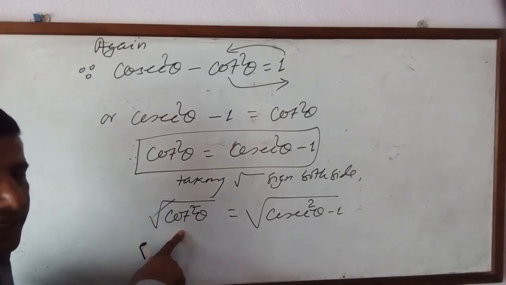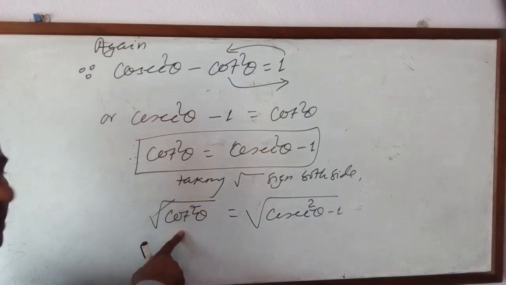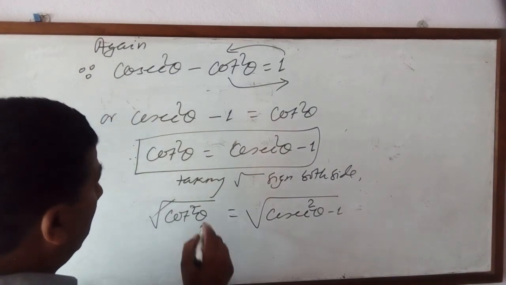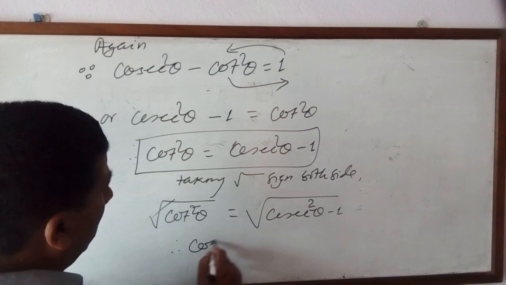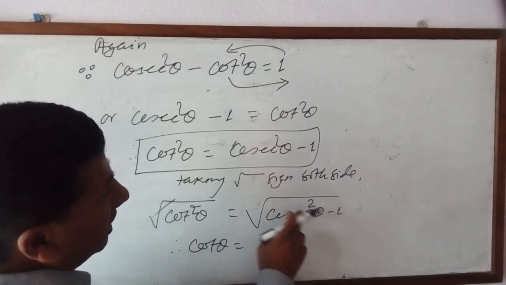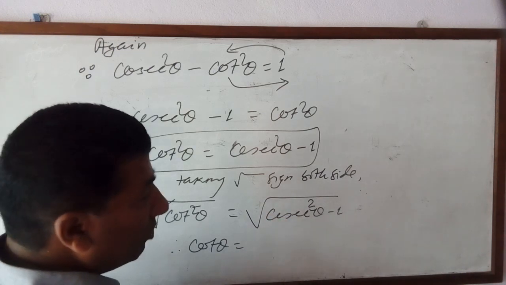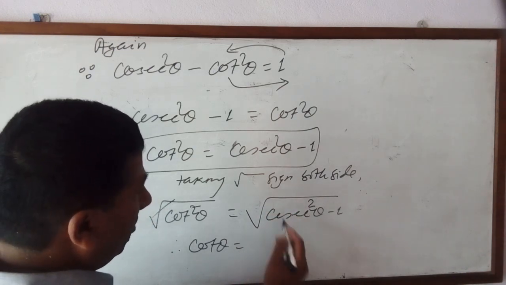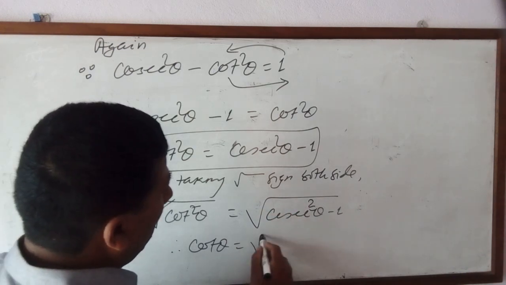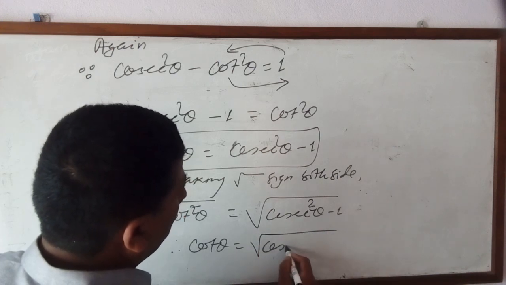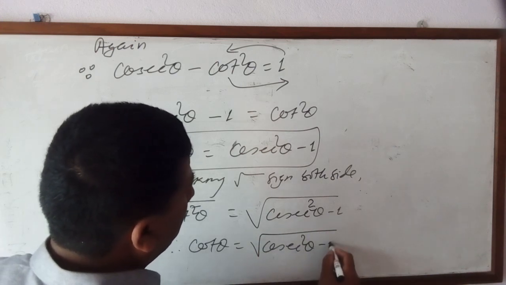How will it be cancelled? See at once, laws of indices. I have explained it very nicely there. Now you have to understand. Therefore cot theta equals, now this, there is no whole square, that's why this radical sign cannot be removed. It will remain the same. So it will be root of cosec square theta minus 1.